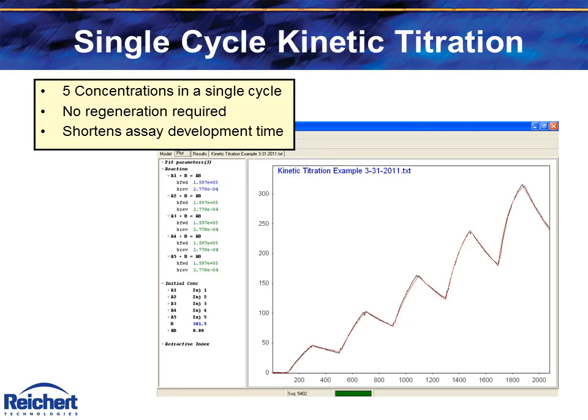This is an example of what we call a kinetic titration. In this approach, increasing concentrations of the analyte are injected, followed by a dissociation phase in a single cycle. An advantage of this approach is no regeneration is required. This can greatly minimize assay development time by eliminating the need to find a suitable regeneration solution. This technique also makes an SPR assay possible when regeneration is denaturing the immobilized biomolecule.